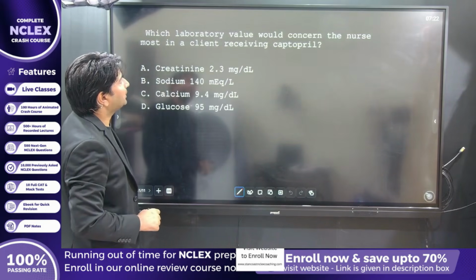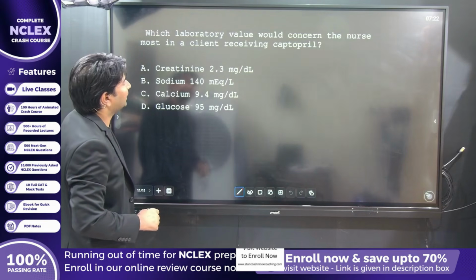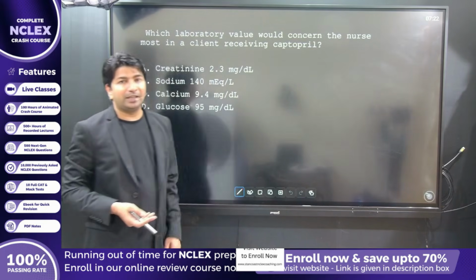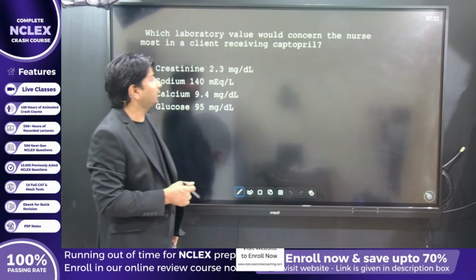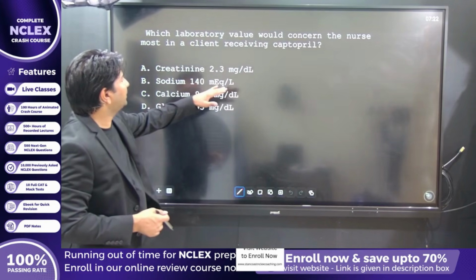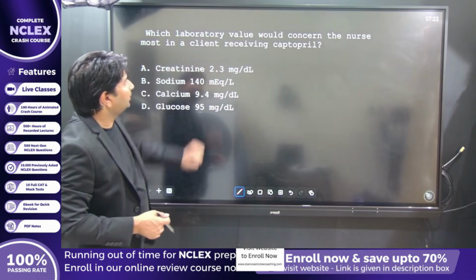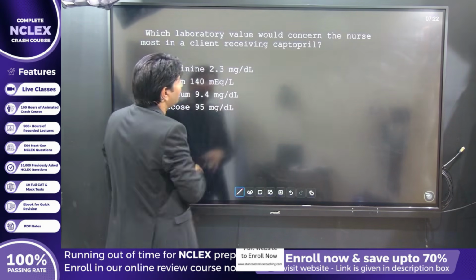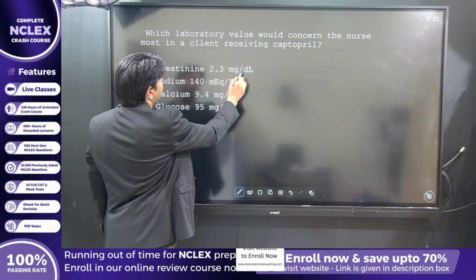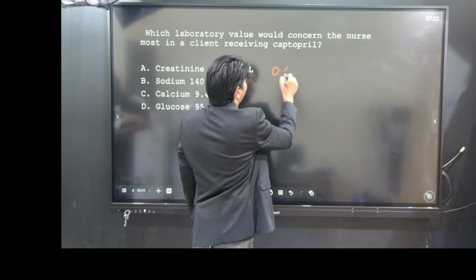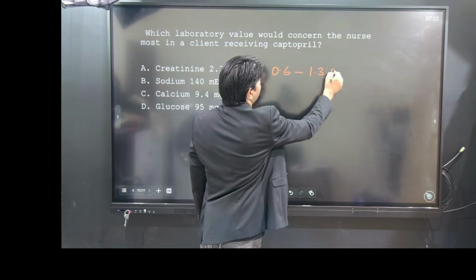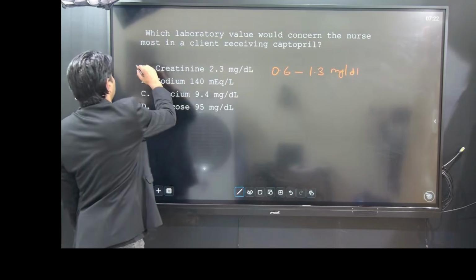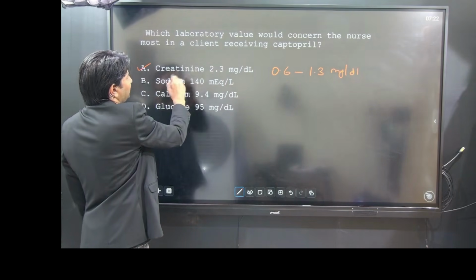Which laboratory value would concern the nurse most in a client receiving Captopril? If the patient is taking Captopril, Captopril is an ACE inhibitor because it has the suffix pril at the end of its name. So if the patient is taking an ACE inhibitor, like Captopril, then which laboratory value is of most concern? By concern, it means we have to find the abnormal laboratory value. Creatinine, 2.3 milligrams per deciliter. The normal creatinine level is 0.6 to 1.3 milligrams per deciliter. That means this value is way too high. So this would be the abnormal lab value, making it the correct answer.